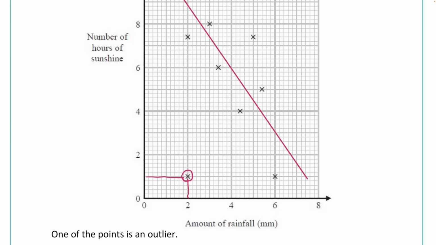Now when we're asked about the relationship, we want to use these words that are on the axes. So what is happening as the number of hours of sunshine goes down? Well, as the number of hours of sunshine goes down, the amount of rainfall goes up. And that's one way that you could describe it. You could reverse that, and you could say as the amount of rainfall goes up, the number of hours of sunshine goes down. So that is how we describe a relationship on a scatter graph.